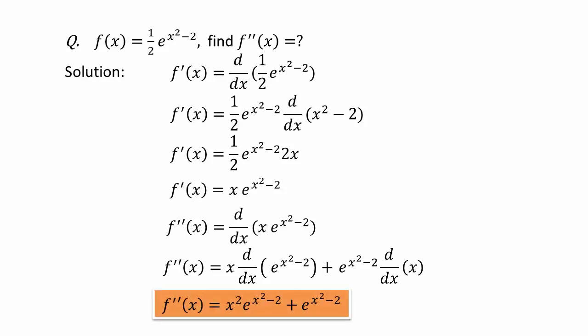So f double prime of x is equal to x. We have already proved the derivative of e power x square minus 2, which is equal to x dot e power x square minus 2. So x multiplied x, which is equal to x square, and e power x square minus 2, plus e power x square minus 2 as it is, the derivative of the x, which is equal to 1.